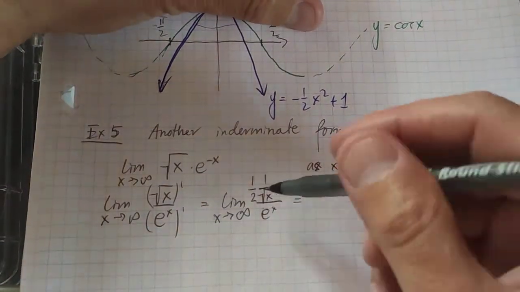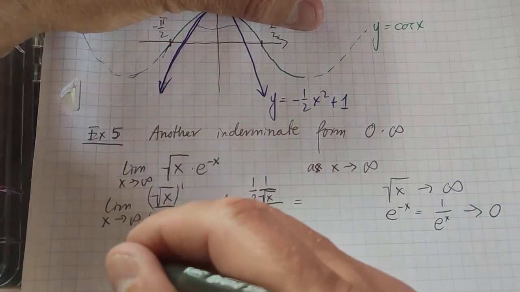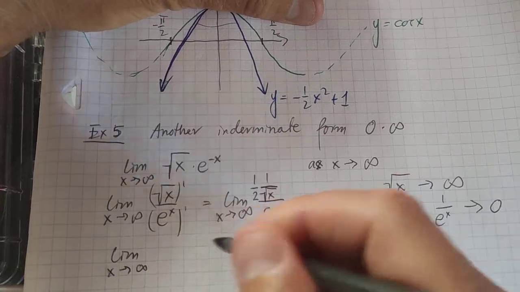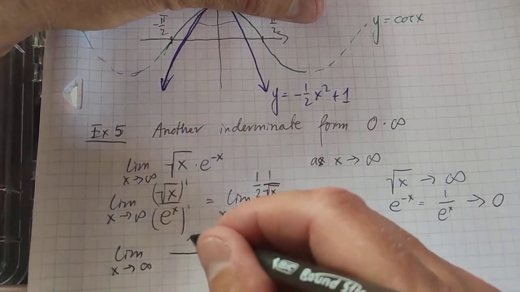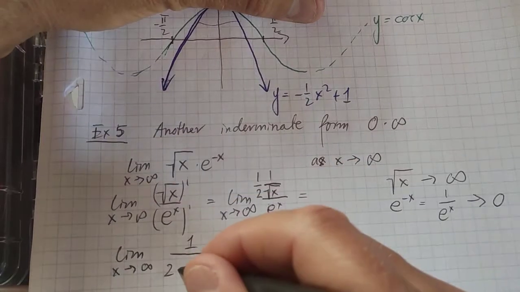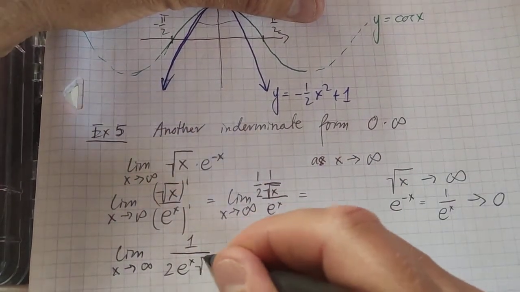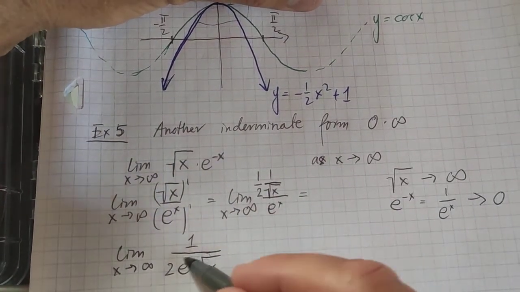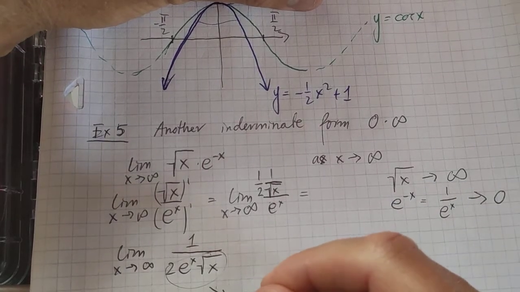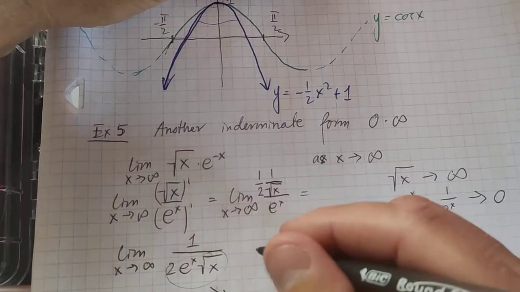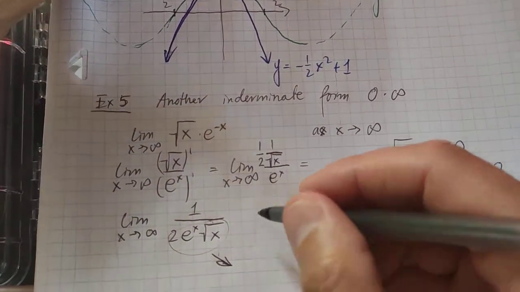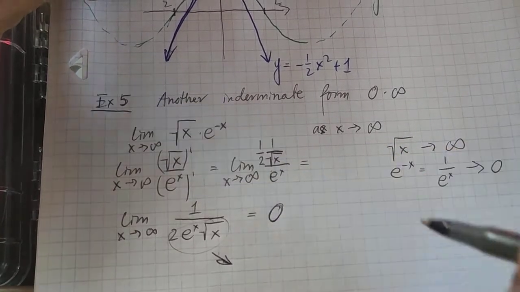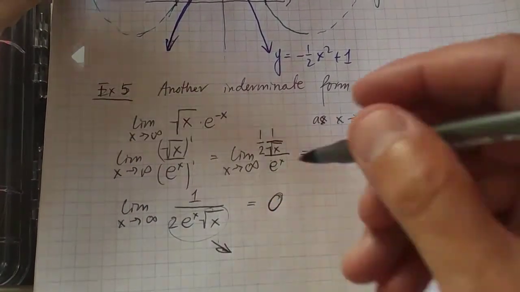So now let's clean it up a little bit, get rid of that double story fraction. So I have, what do I have? 1 on the top, 2 here, e to the x, and square root of x. Okay, so now this whole thing is going towards infinity, right? So 1 over a big number is a very small number, and then the number gets smaller and smaller, then this number gets bigger and bigger, so that is indeed 0. Okay.